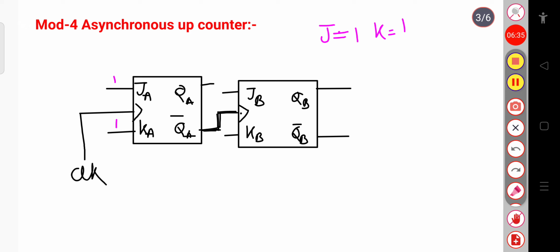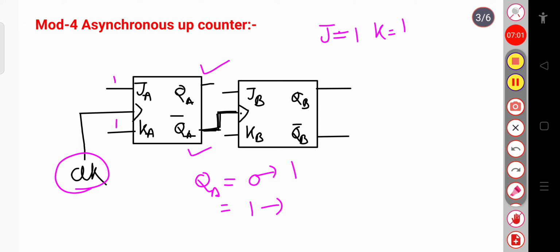After giving the clock pulse, whatever it may be, 0, 1, whatever, the output that we get at QA and QA bar, suppose at QA we are getting 0, then if it toggles, we will get 1. And if this value is 1, after toggling we will get 0. This is basically the toggle condition. When the output is 0, it will toggle to 1. When the output is 1, it will toggle to 0. Okay, this is the basic condition.